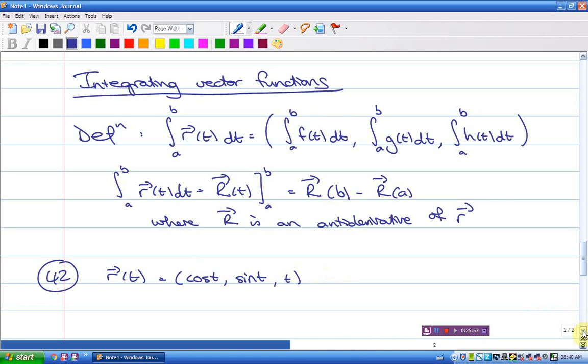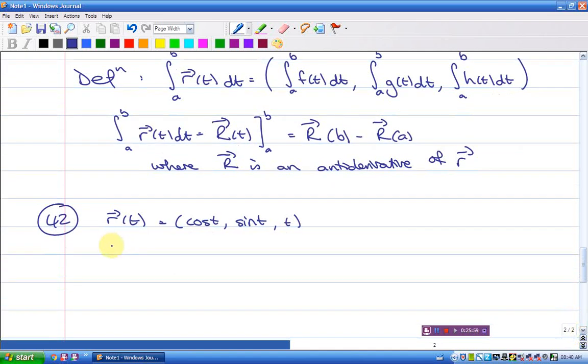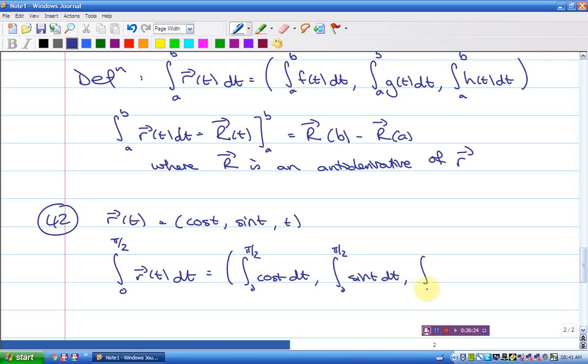So there's my R. It says evaluate the integral from 0 to pi over 2 of R of t dt. Okay. Not hard. Not hard. So I'll just work out these individual integrals.